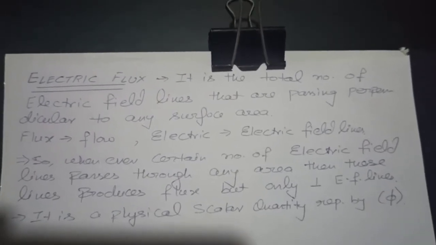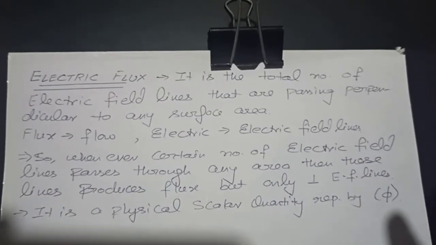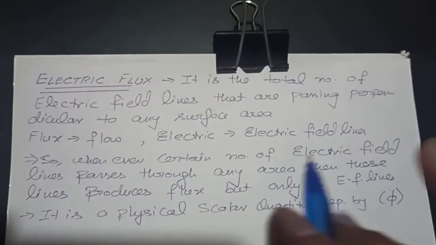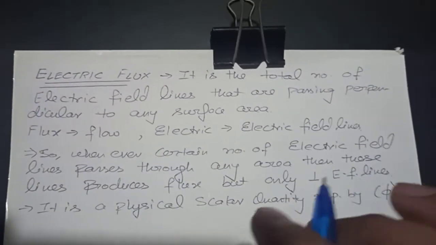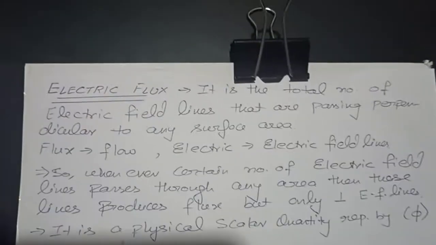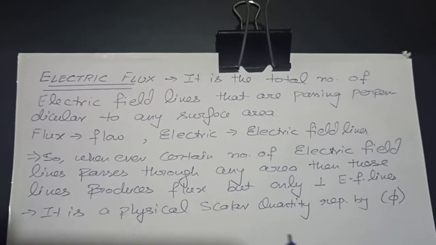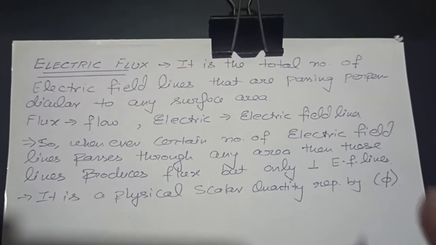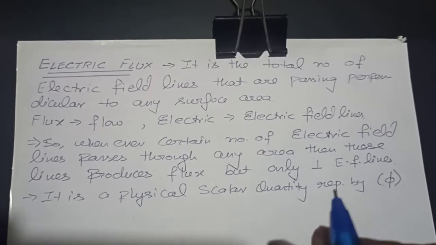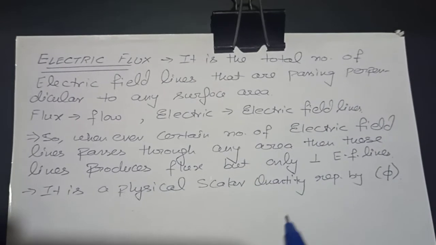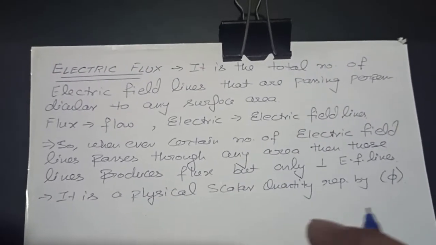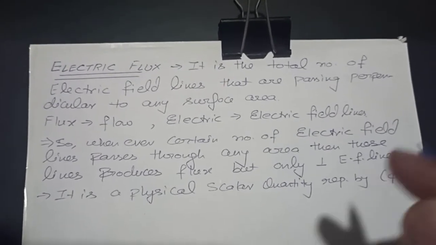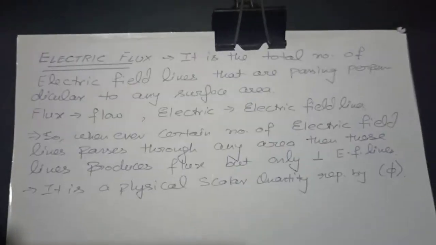represented by phi, and we have already discussed that the total number of electric field lines passing perpendicularly through any surface area is known as electric flux. As flux means to flow and electric means electric field lines, so whenever a certain number of electric field lines originating from any positive charge pass through any surface area, then the electric field lines which are perpendicular to that area make or produce the electric flux.